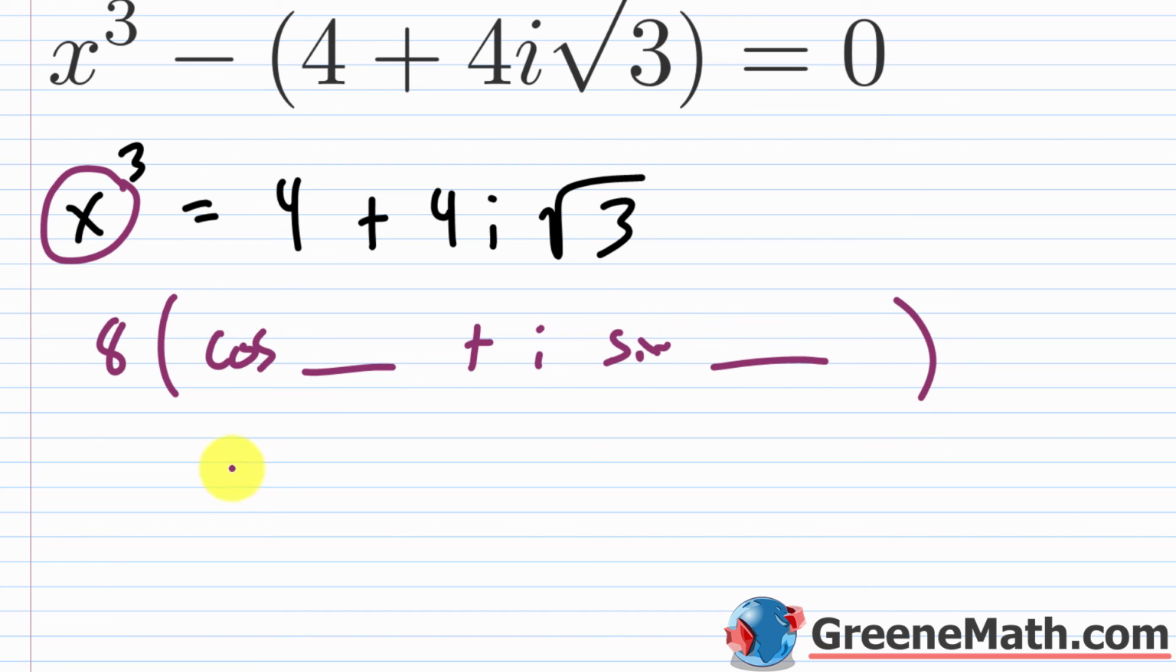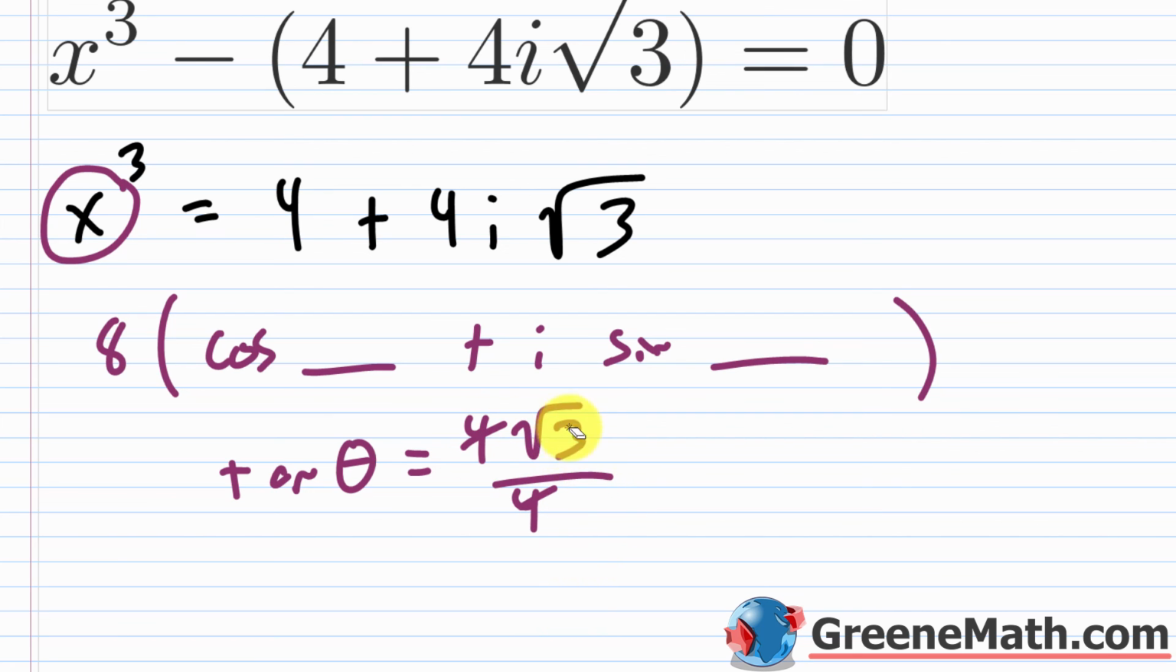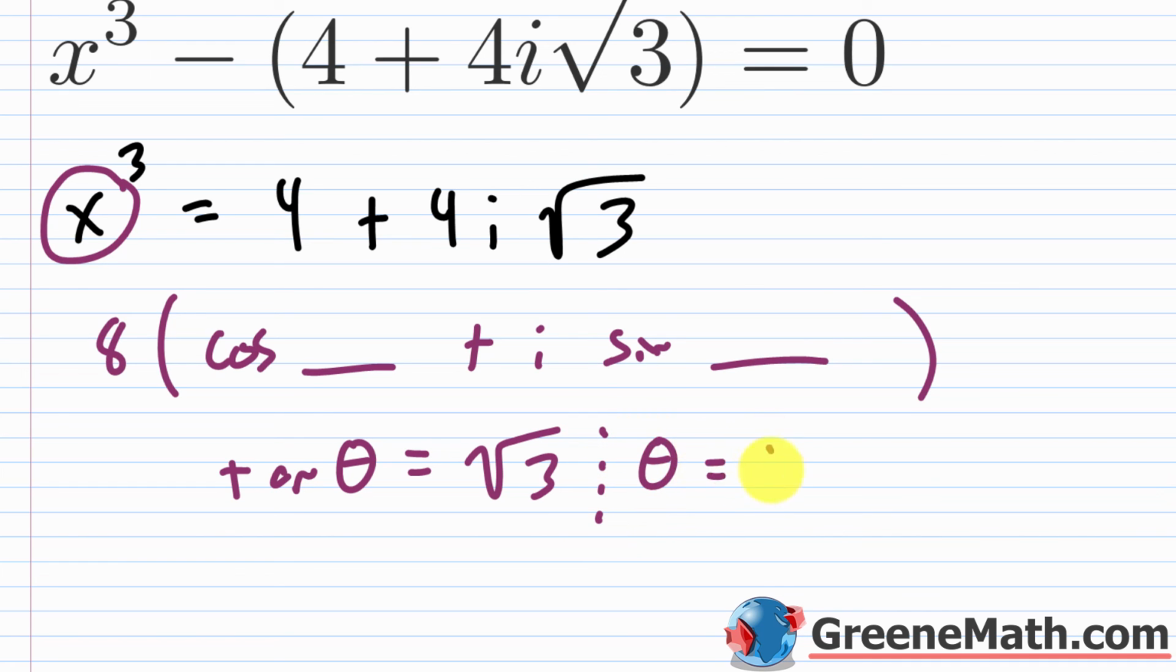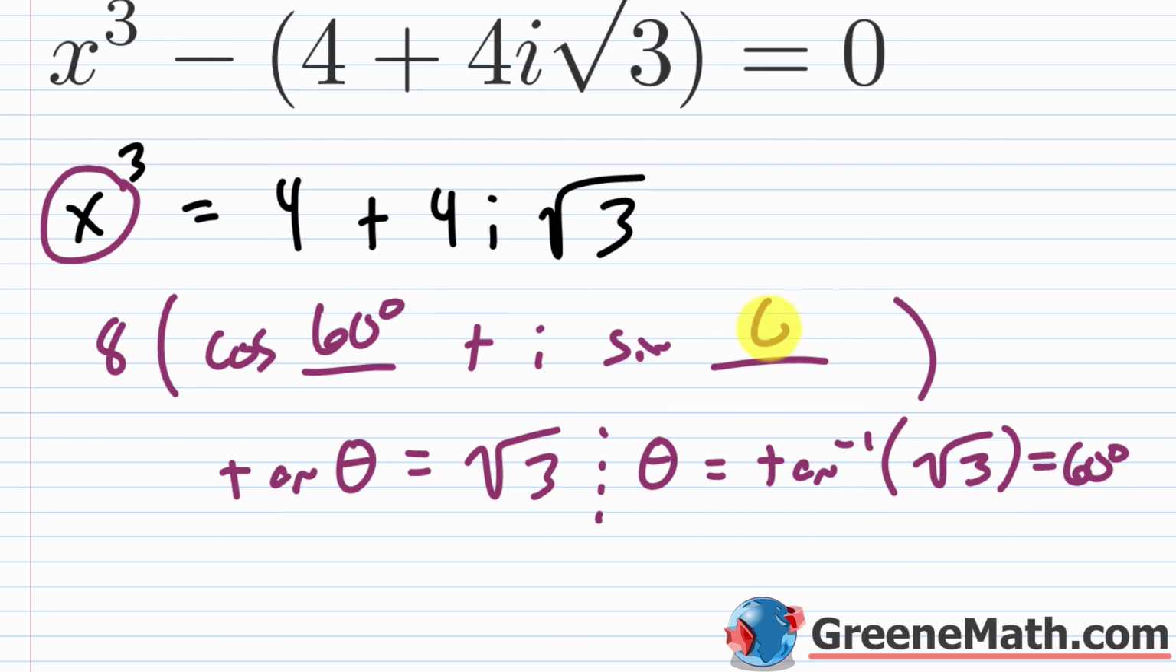So let's think about this. We know that the tangent of theta is equal to the imaginary, which is 4 times square root of 3, over the real, which is 4. So that's going to end up giving me, the 4's would cancel, just the square root of 3. Now this is going to be in quadrant 1, because this is positive and this is positive. So really I can just say that theta is equal to the inverse tangent of the square root of 3. So we know that's going to be 60 degrees. So let me put that in there and put that in there.